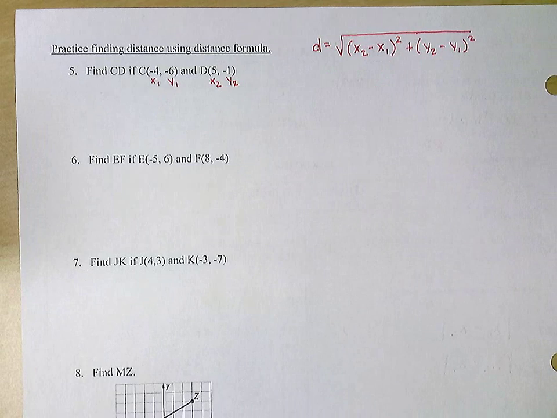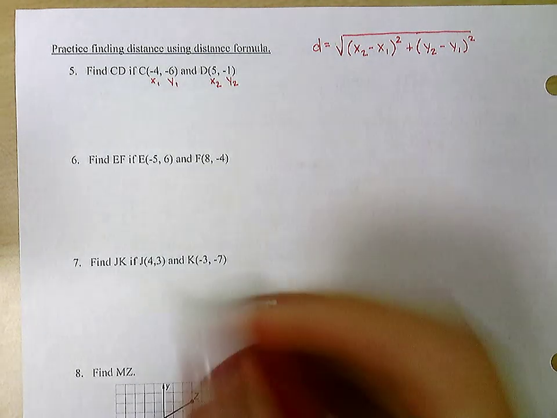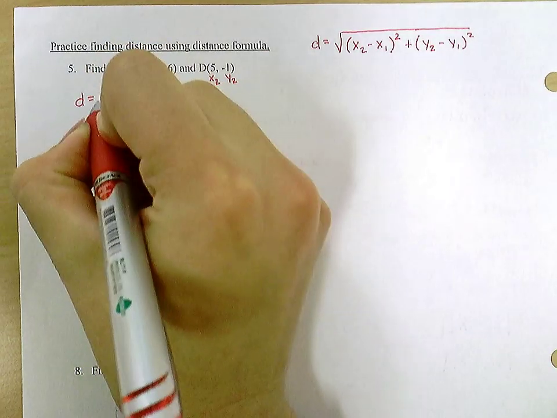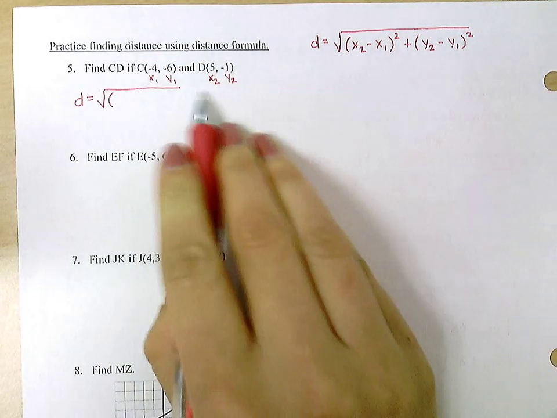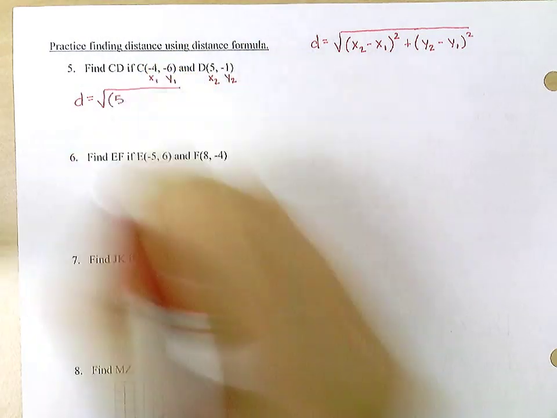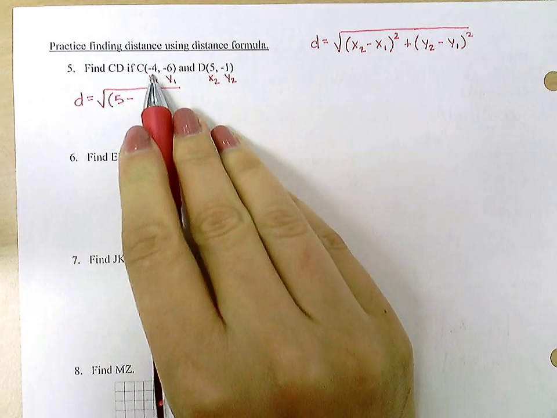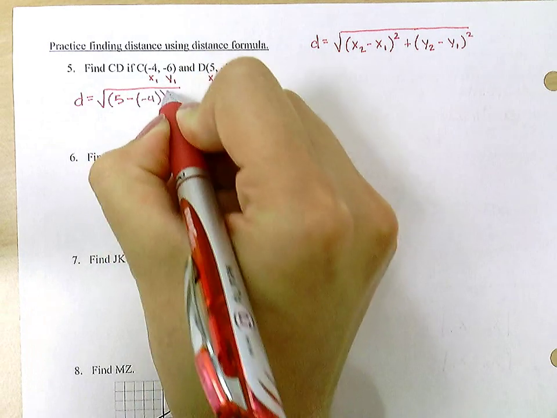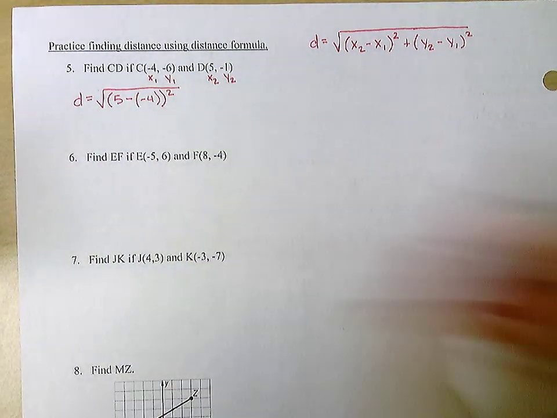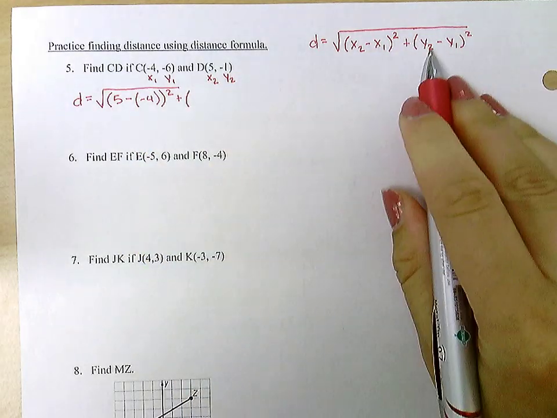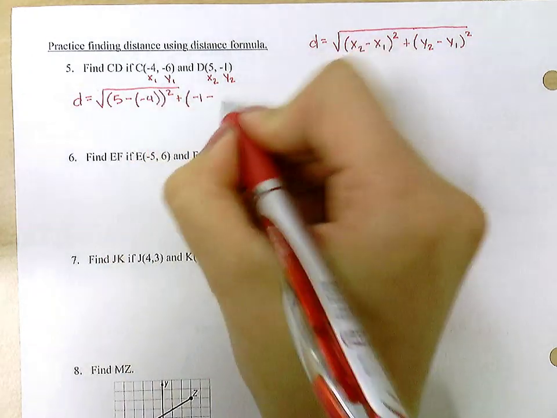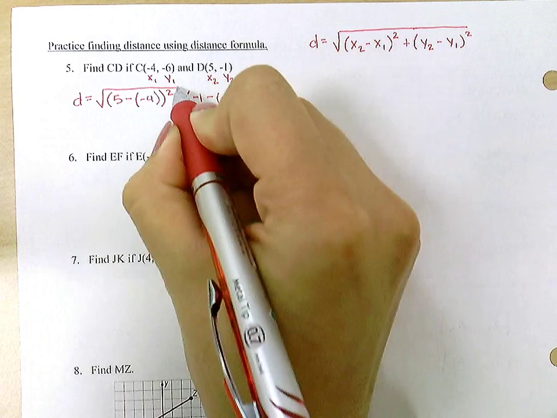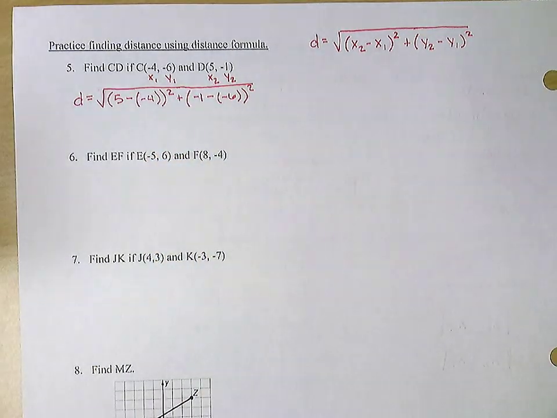From here, all it is is plugging those values into that formula. So I'm finding the distance. I have my square root. X sub 2 is right here, that's 5. Minus x sub 1, that's -4. That quantity is squared. Plus, my y sub 2 value is -1. Minus y sub 1 is -6. And that quantity is squared. Okay, from here I'm just going to simplify it a little bit.